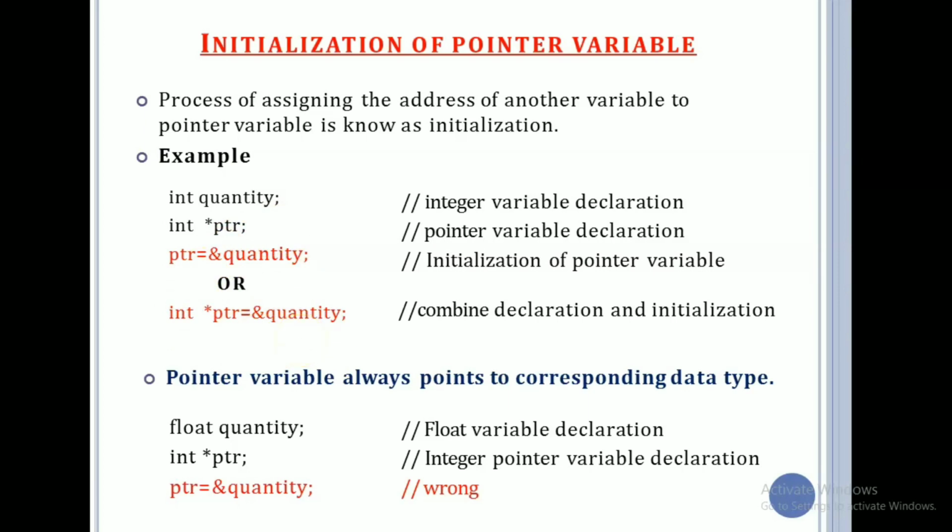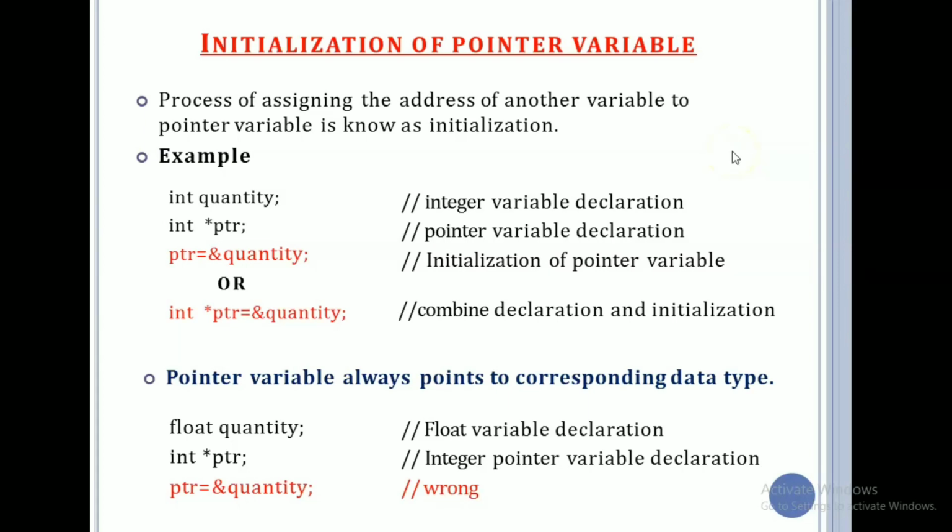One major point you have to keep in mind while initializing the pointer variable is that a pointer variable always points to its corresponding data type. Here we have declared one variable whose type is float, and I have declared one pointer variable whose data type is integer. When I go for the third statement, trying to store the address of quantity in the pointer variable, it will give me a warning that you are trying to hold float data in an integer pointer. So we always have to maintain the corresponding data type for the variable and its pointer variable.